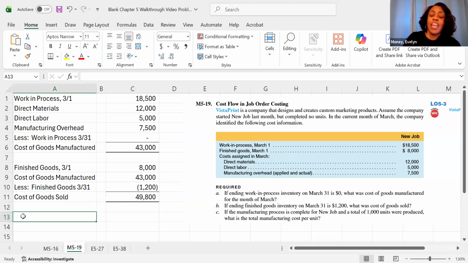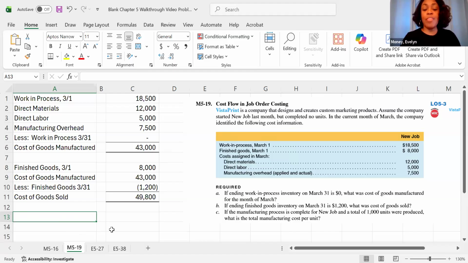And the last one here, if the manufacturing process is complete for the new job and a total of 1,000 units were produced, what is the total manufacturing cost per unit? Now, keep in mind that they started the new job last month, but completed no units. And in the month of March, they have the following costs. Because the manufacturing process is complete for the new job, whatever we transferred out was for the new job, and that is the total cost of the new job.